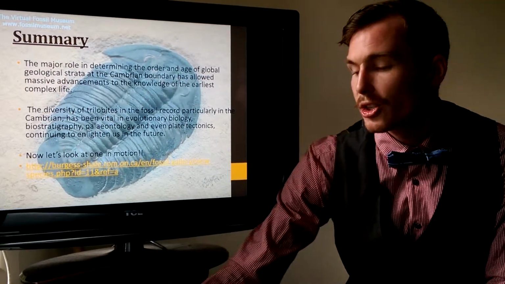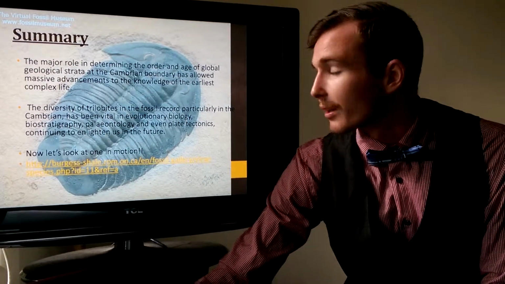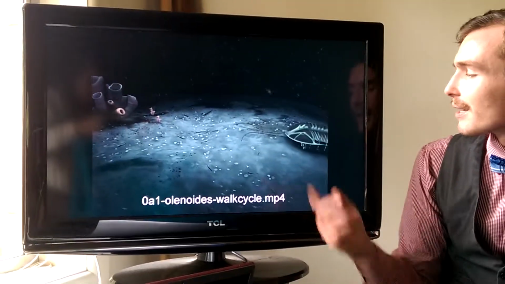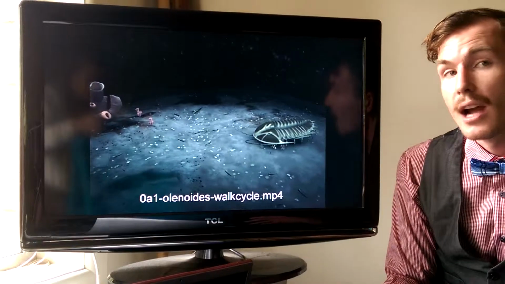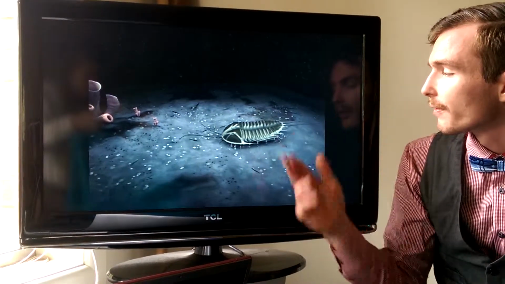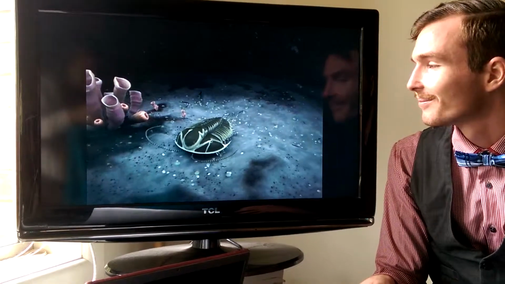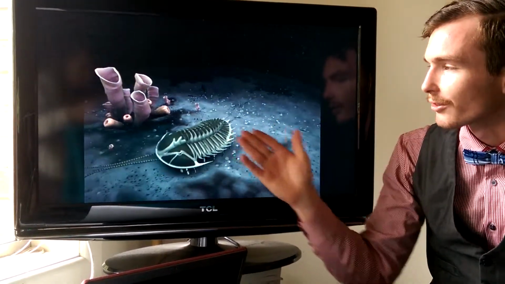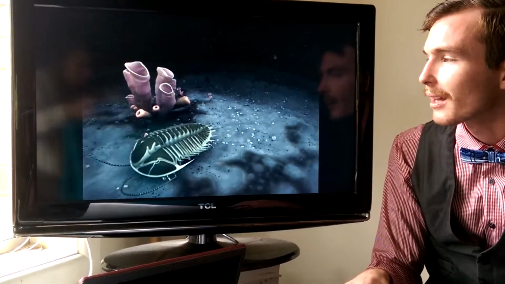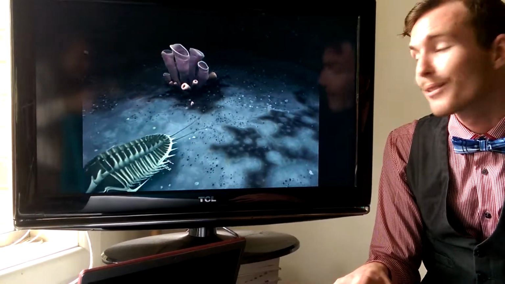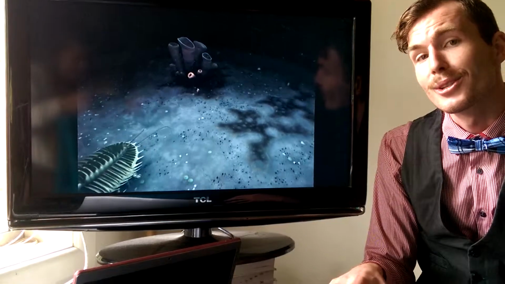So now, just as a demonstration of what they actually look like, I thought I'd give you an example of them moving along the benthic floor. You can see here the Olenoides serratus moving along, lots of very small legs, searching for prey. And you can imagine it fossilising with its hard exoskeleton here. And you can see it disappearing away into the fossil record for paleontologists to find another day.